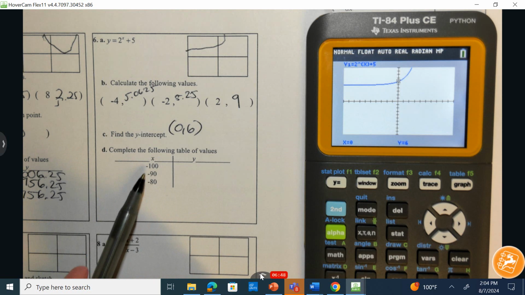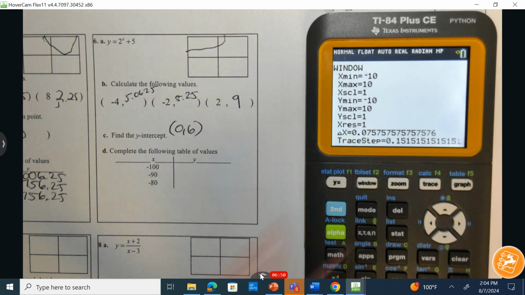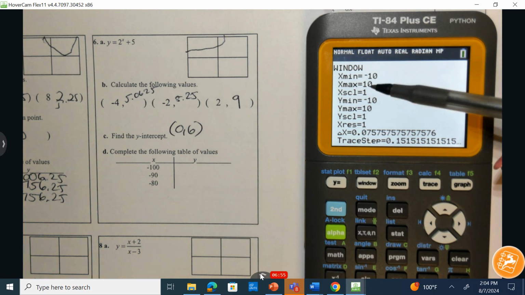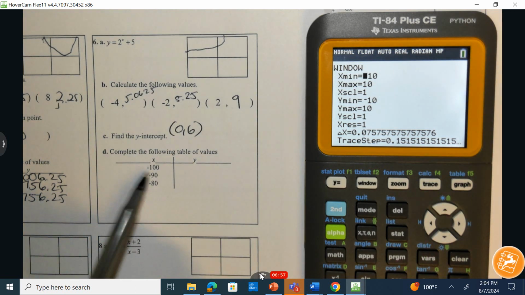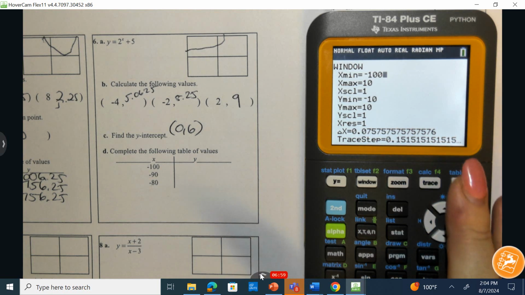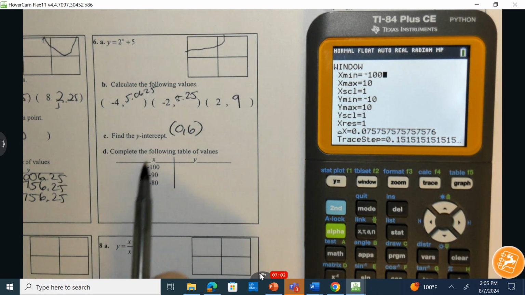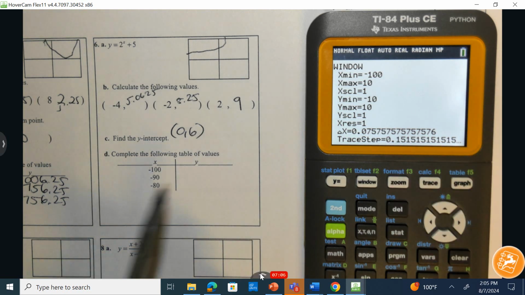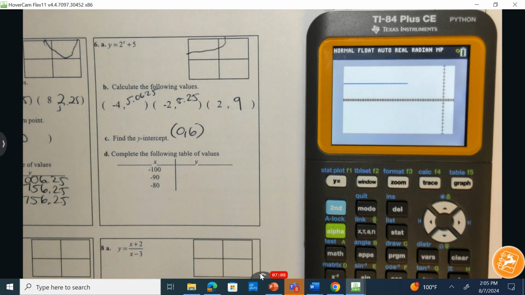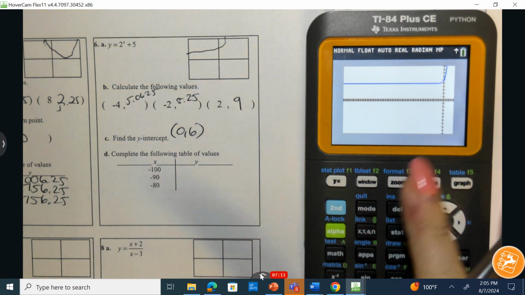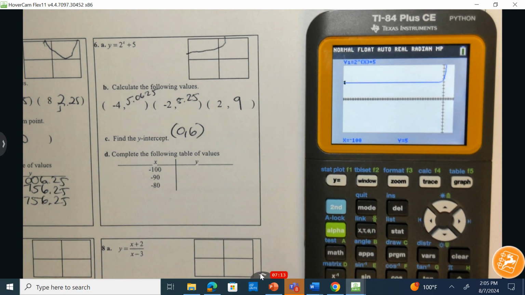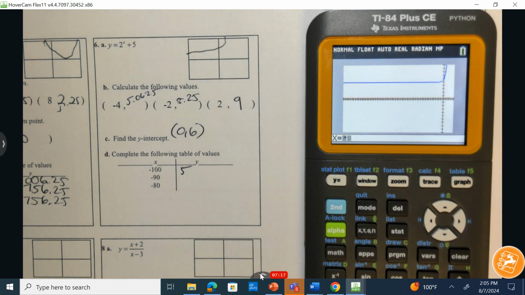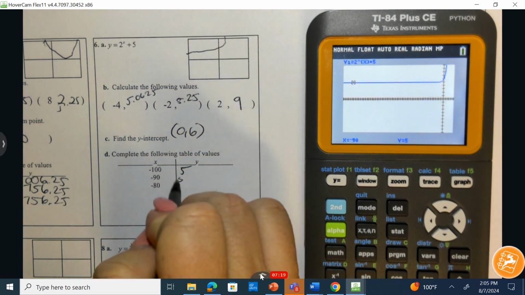Now, before I complete this table, notice these x values, but when I hit Window, -80, -90, -100 are not within this range. So I need to go down as low as -100. And once I adjust this range to incorporate the x values that I'm trying to find a corresponding y value to, we won't have any problem with this. Here we go. Second trace value, -100, no problem. 5.